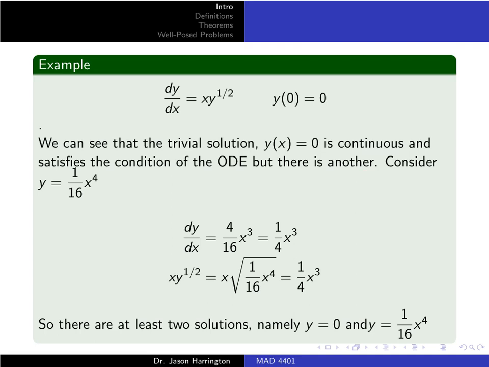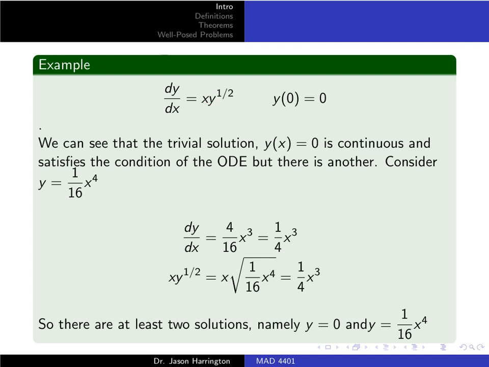But there is another. So consider y equals 1/16 x to the 4th. Now, this is what you have to do when I say check a solution for an ODE. First thing you're going to do is put on the left-hand side, and you say, okay, if I take the derivative with respect to x, I get 4 over 16 x cubed, which is really just 1/4 x cubed. And then I take the equation and I put it on the right-hand side. Again, I'm not solving the ODE, I'm just looking for, does it work?